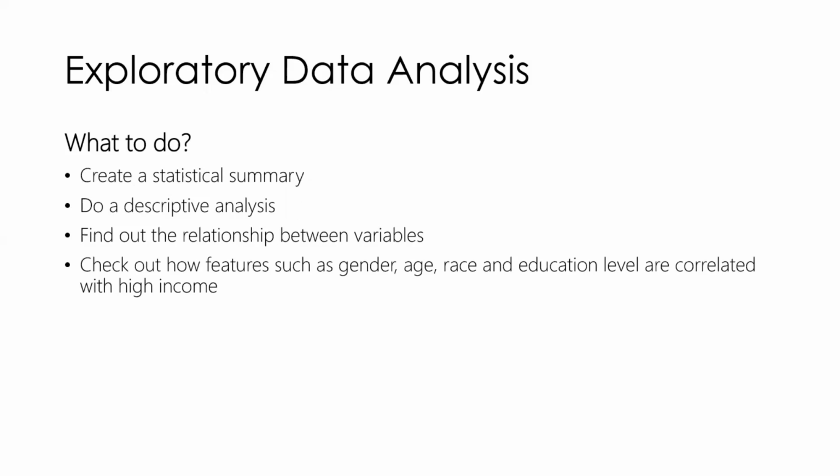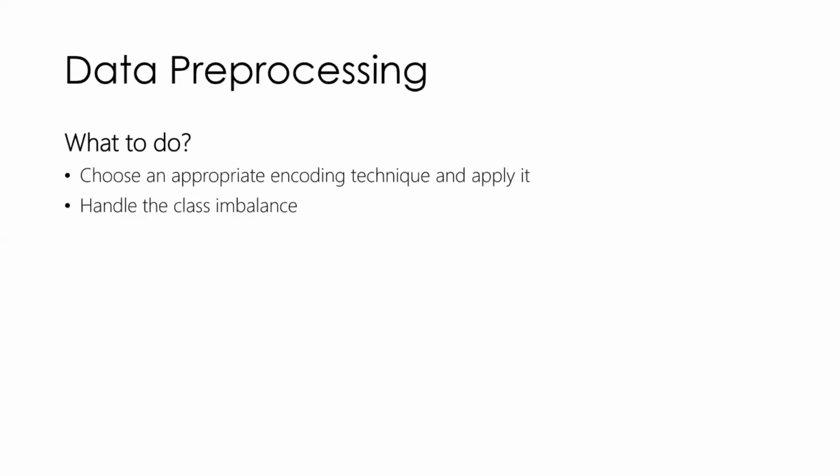In the part of exploratory data analysis, you have to create a statistical summary and also do descriptive analysis. And you also have to find out the relationship between variables, and you have to further check out how features such as gender, age, race, and education level are correlated with high income.